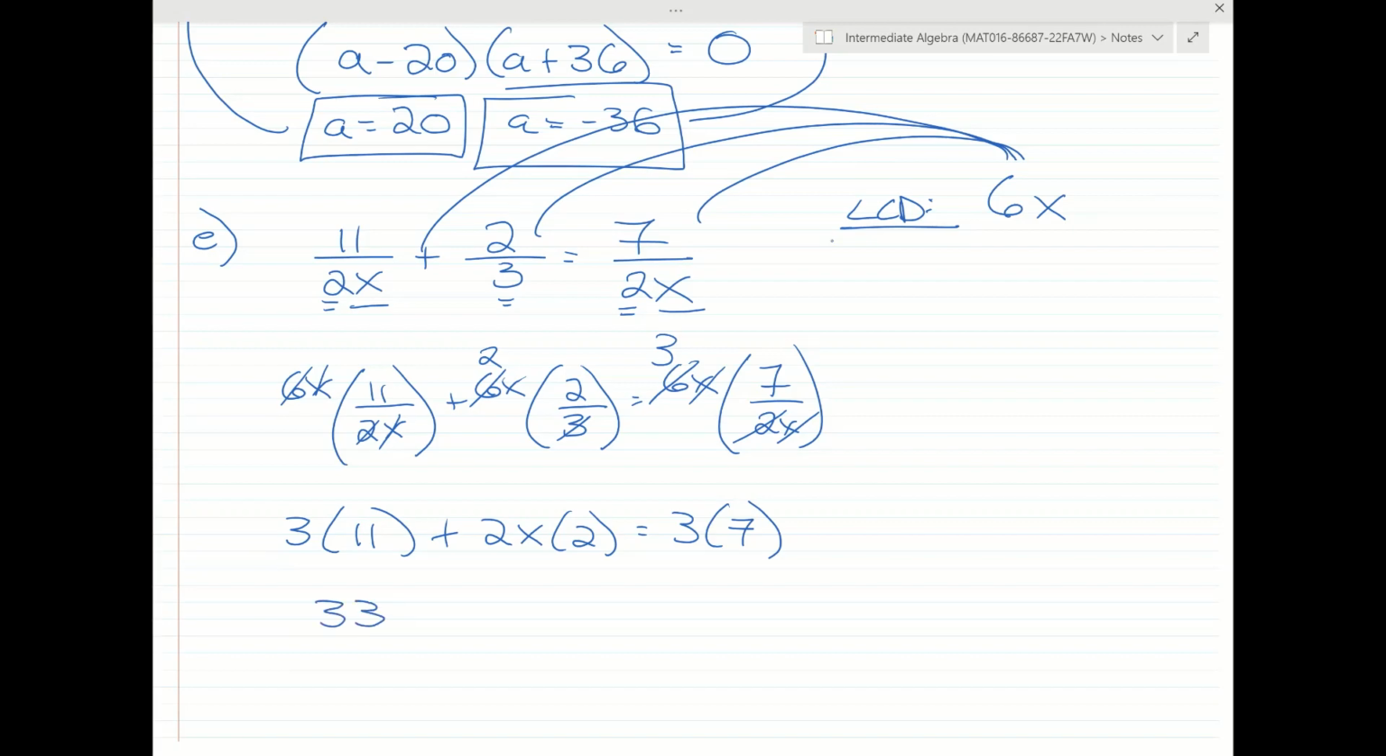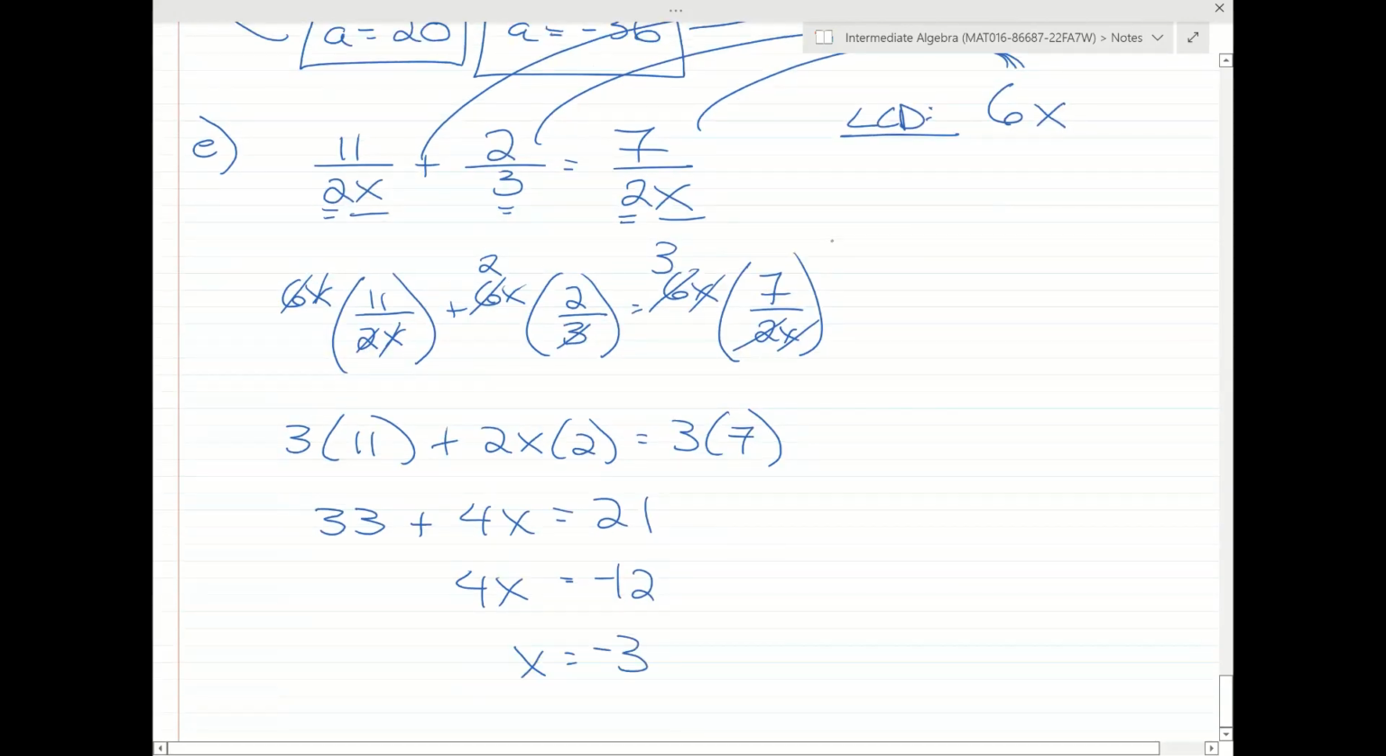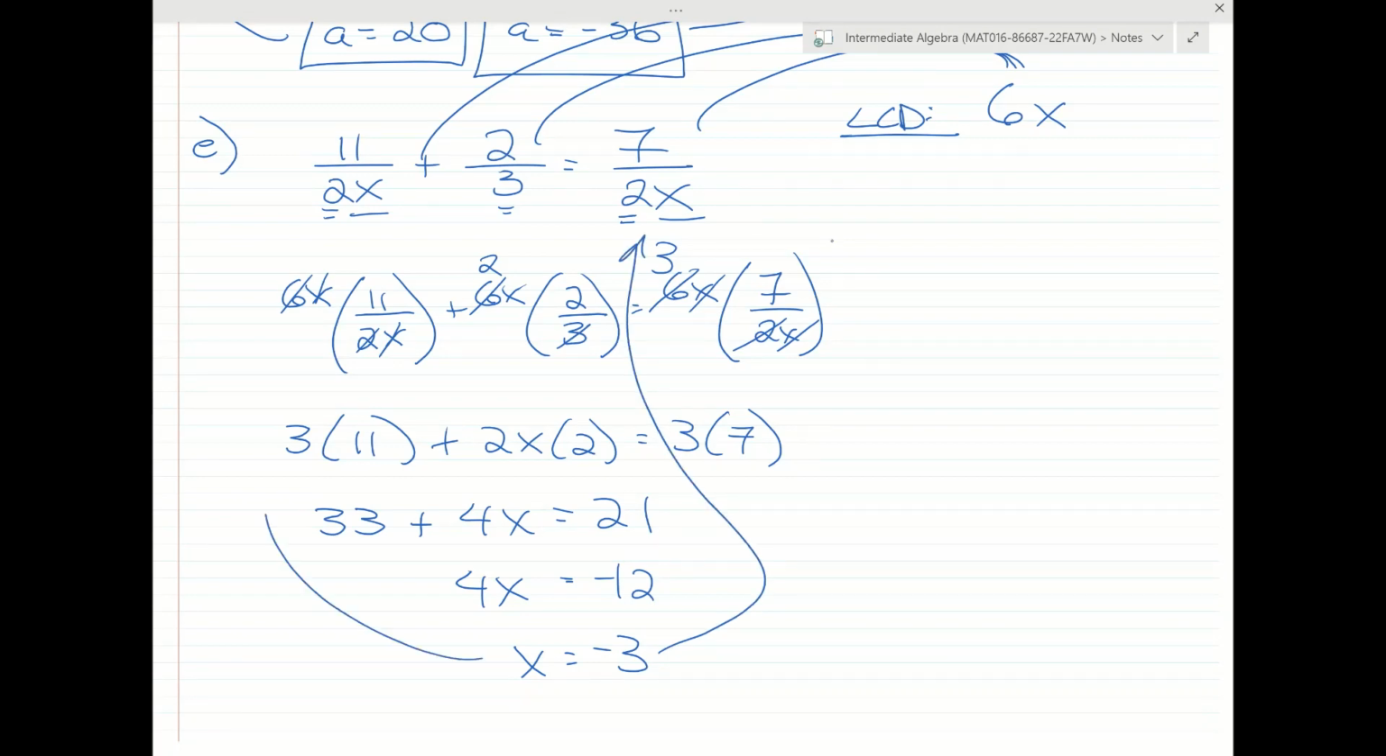This will be 33 plus 4x is equal to 21. And then simplifying, 21 minus 33 is negative 12. X will be negative 3. Take a look at our denominators. If we try to plug this in, it's just not going to work. It's not going to make any of them 0, so we'll just leave it alone.